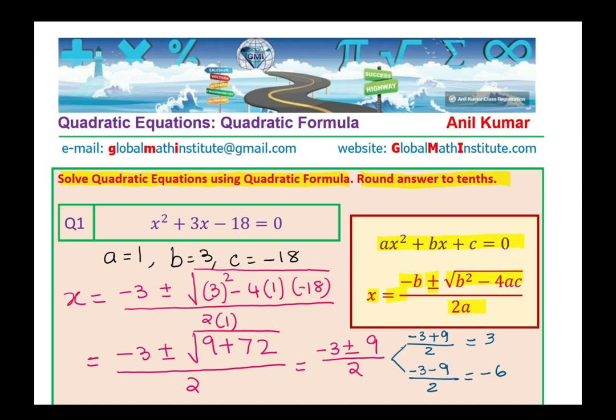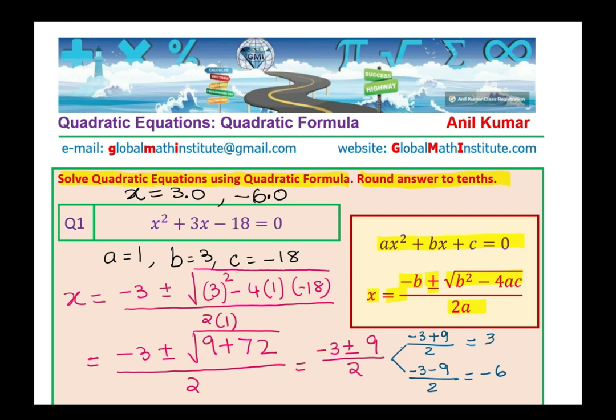We can now write down that x is equal to what? So I'm writing answers here. x is equal to 3.0 because we have to round to the tens, okay? And it is also equal to minus 6.0.